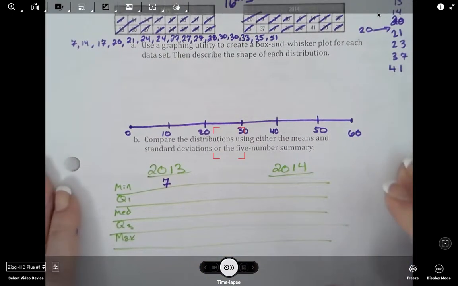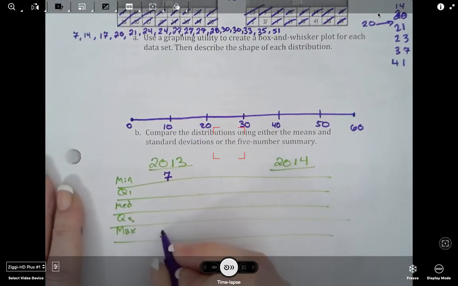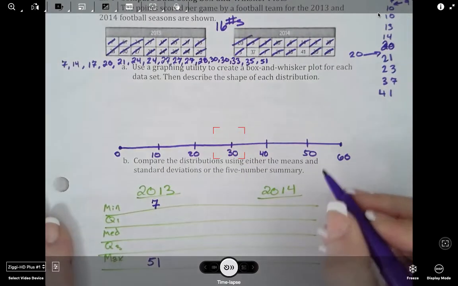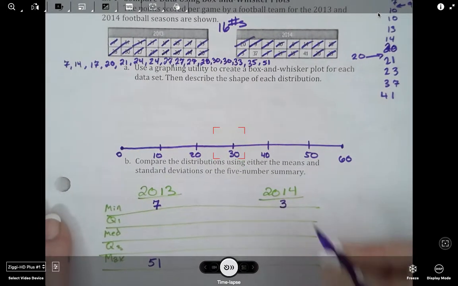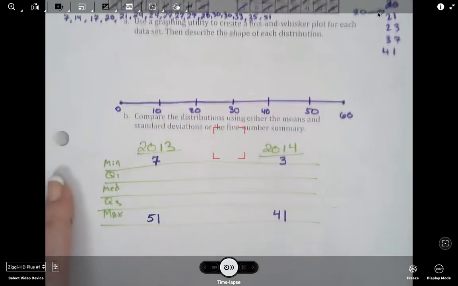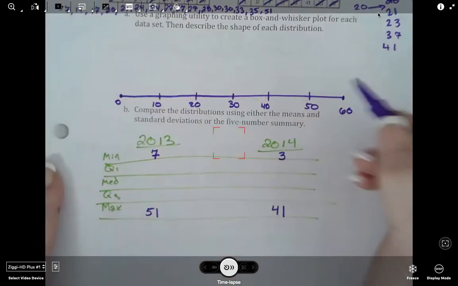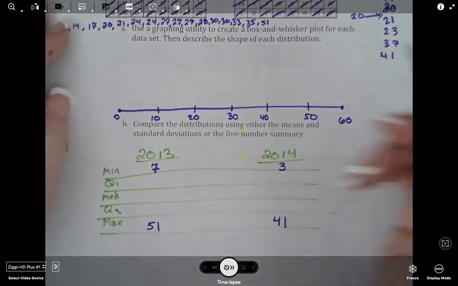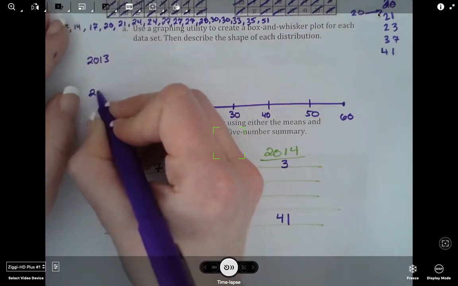Sorry, I'm going too fast. 7. 7's my smallest number. My biggest number? 51. Okay, smallest number for 2014: 3 and 41. Okay, so let's go ahead and make those little boxy things. Let's put the 2013 one on top and the 2014 one down below.